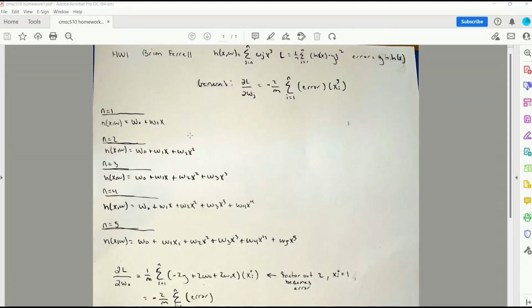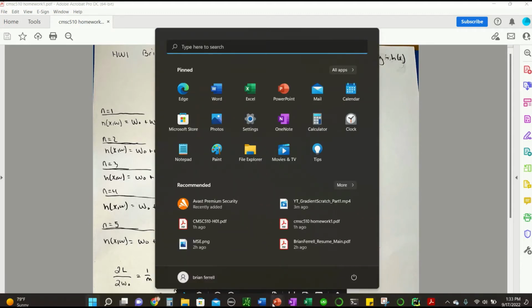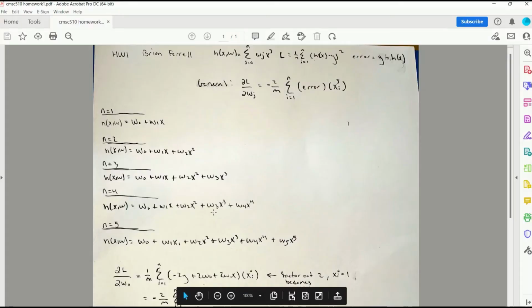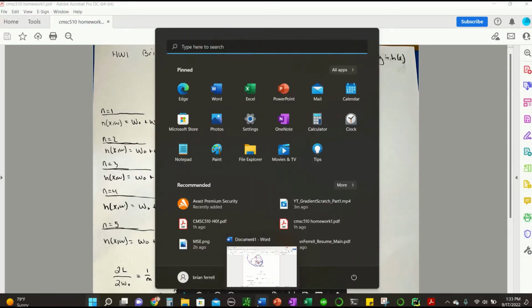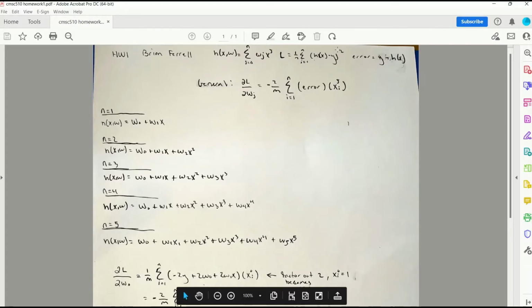So if we take our loss function, which is right here, our mean squared error, we want to take the gradient of this loss function with respect to each weight so that we can update our weights and fit a better model. So if we take that loss function and come over here to our Word document, if it'll work.